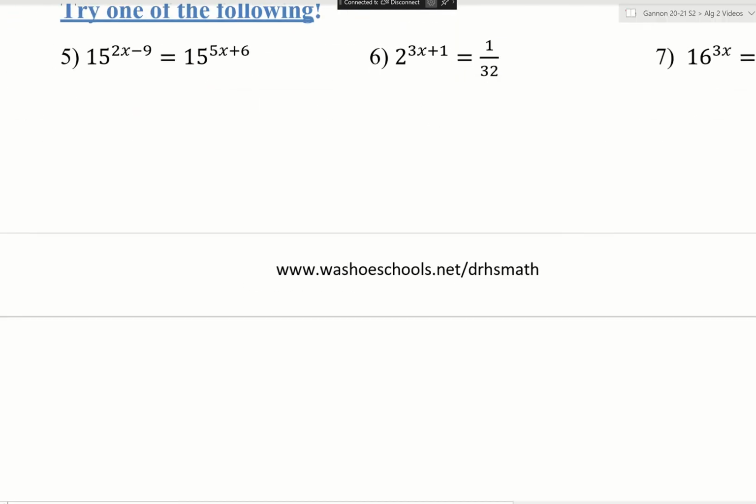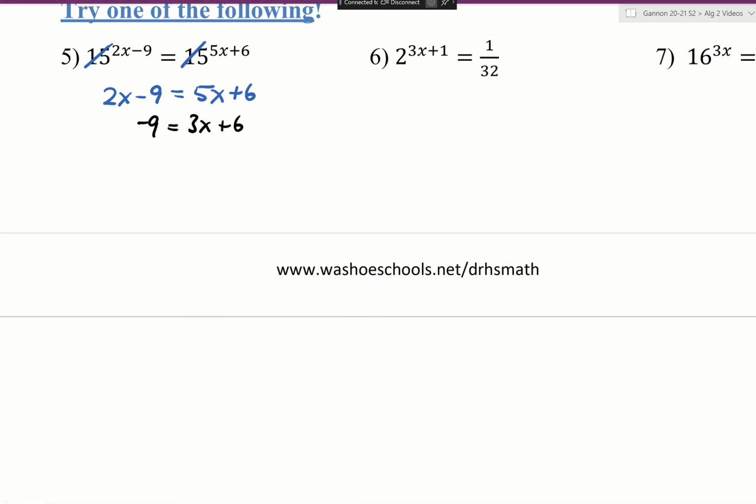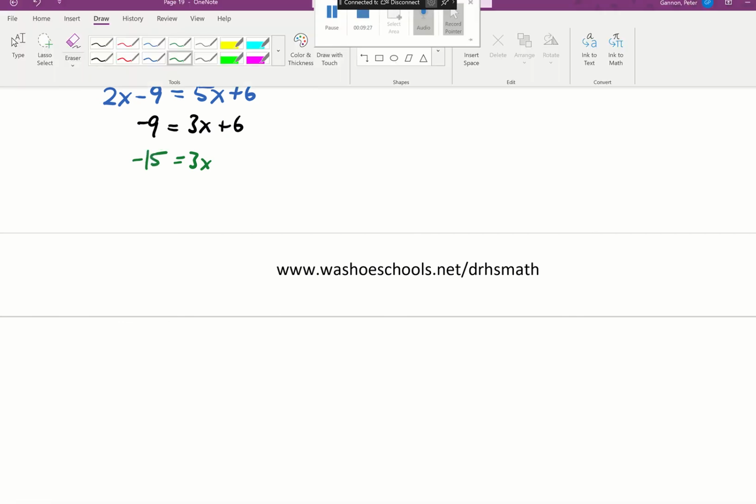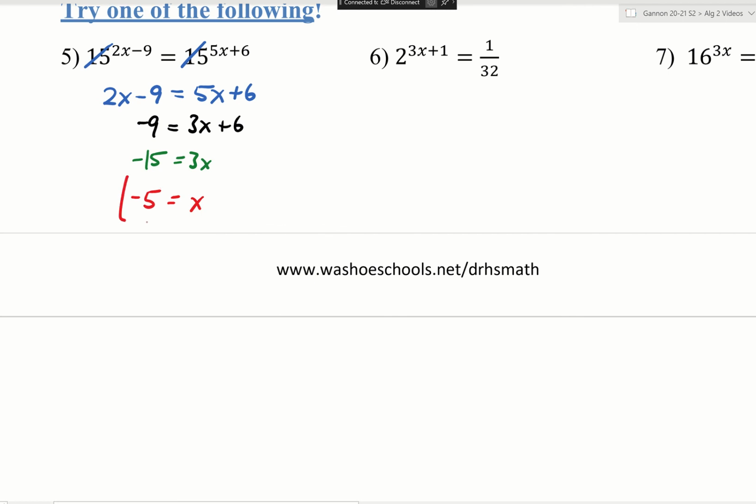So if we take a look at number 5, same base, drop the base. We're going to set 2x minus 9 equal to 5x plus 6. So now we just have to solve for x. I'm going to subtract 2x from both sides. So 3x plus 6. Now I'm going to subtract 6 from both sides. So that'll leave me with 3x on the right side. And then if I take away 6 from negative 9, that's negative 15. And then finally, we're going to divide by 3. X equals negative 5. All right. Now compare what you got on 6.